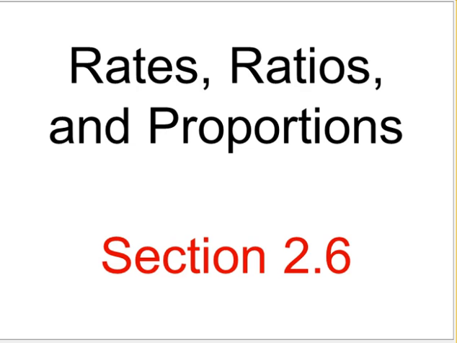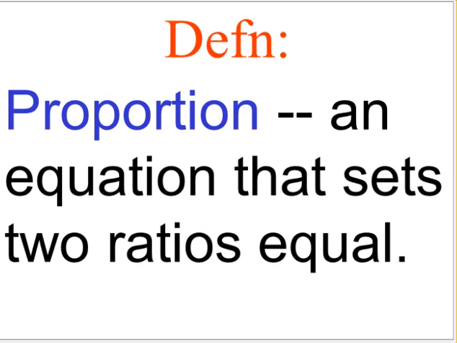Continuing on with section 2.6, the next thing I want to start talking about are proportions. And proportions are an equation that sets two ratios equal to each other. So I'll give you a quick example. This one actually has a missing number, but we'll call it x over 2 is equal to 3 over 4. I've got two fractions that are set equal to each other.